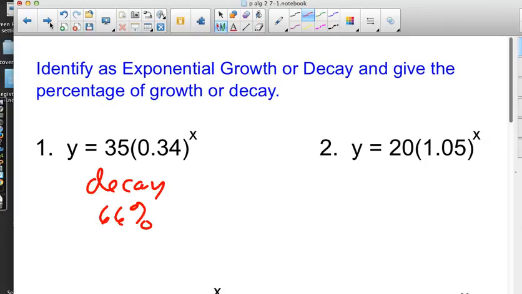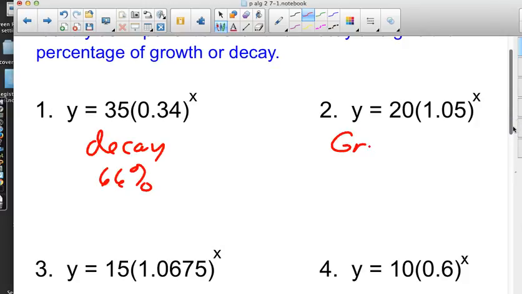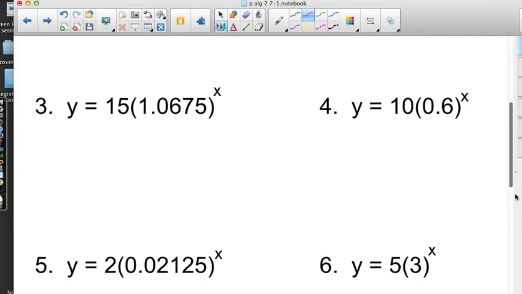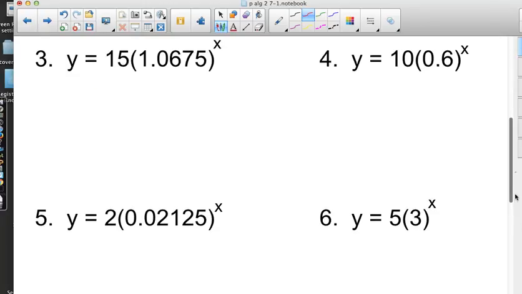All right, take a look at 2. Growth. Think money. How much over $1 have we got there? 5% over. So you've got a nickel over $1. So 5% growth. Number 3, growth or decay? Growth. Percentage increase? Oh, careful. 6.75. Good. Yeah. So we have a lot more numbers to keep track of there. So you recognize that they're adding 0.0675 and you say, okay, as a percentage, that would be 6.75%.